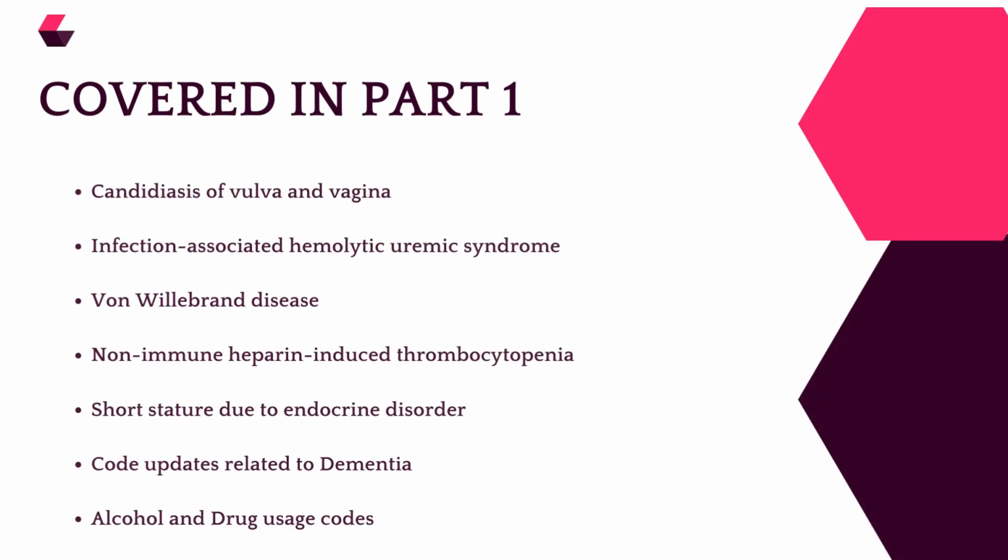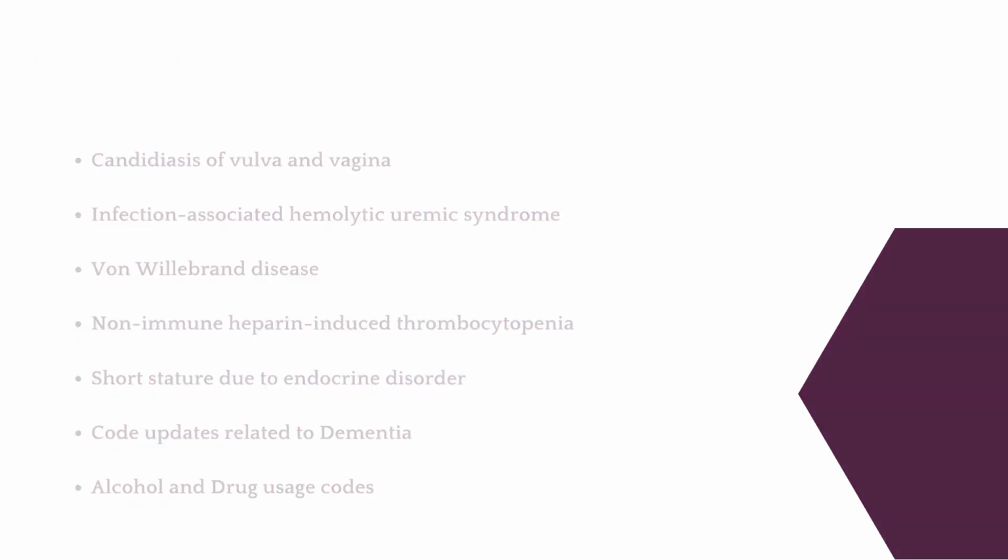Now, in the previous session, we covered updates for categories of codes related to candidiasis of the vulva and vagina, infection associated hemolytic uremic syndrome, von Willebrand disease, non immune heparin induced thrombocytopenia, short stature due to endocrine disorder, code updates related to dementia, alcohol and drug usage code updates. This is what we covered in part 1 of this series.